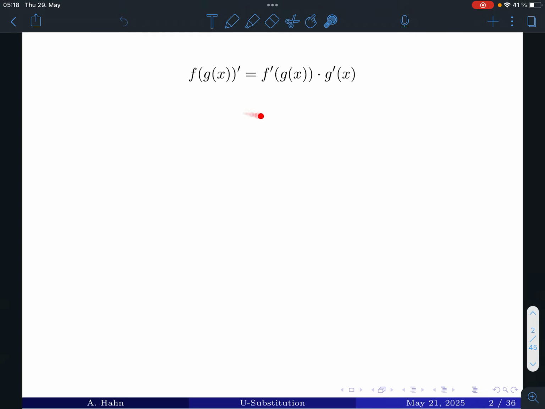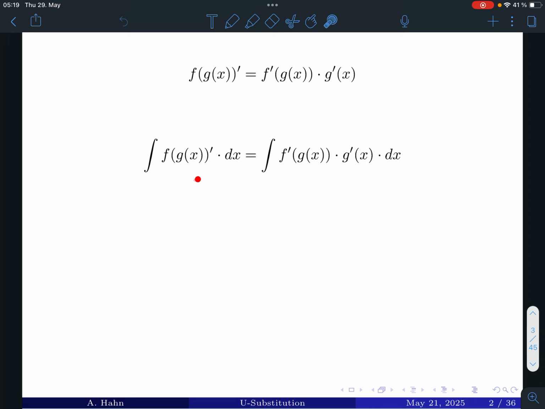And what we can do is work this equation a little bit to get an understanding of U-substitution. Because these two things are equal, we can apply the same operation to both sides. In particular, we can apply the integral to both sides. So we can integrate both sides. And again, because this is equal to this, the integral of the left-hand side is also equal to the integral of the right-hand side.